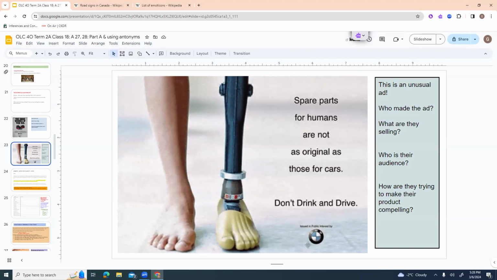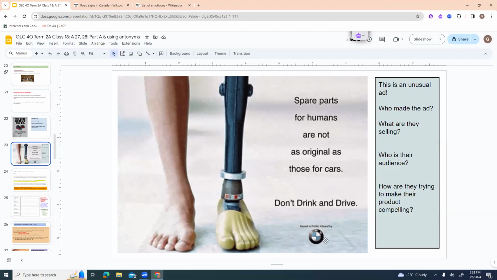So who made the ad? BMW. What are they selling? It's interesting because they're selling two things. On the surface, they're selling don't drink and drive. Okay, be responsible, get someone else to drive, that kind of idea. But underneath, they're still selling their own cars, like, hey, we're the car company that cares. We're the ones that show you that drinking while driving isn't cool.